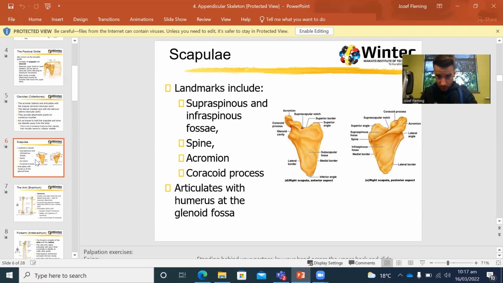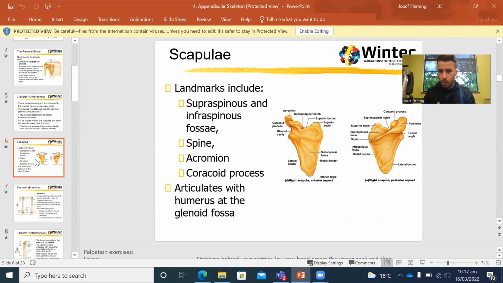Here we have the scapula, and what I want us to understand about the scapula is that there are a whole lot of landmarks, and these landmarks will be important for attachment, articulation to other bones, or origins of muscle attachment. The landmarks that I want us to understand are the supraspinous and infraspinous fossae, the spine of the scapula, the acromion, the coracoid process, and the glenoid fossa.